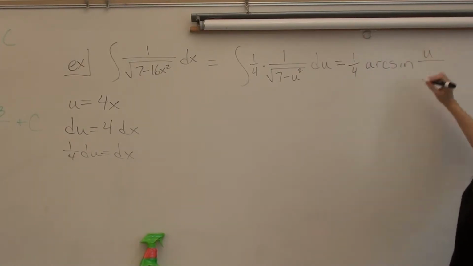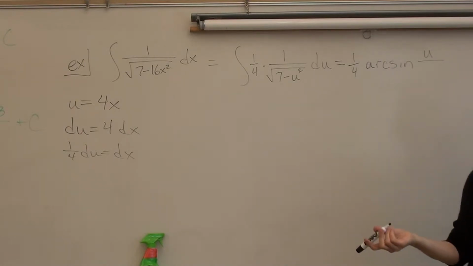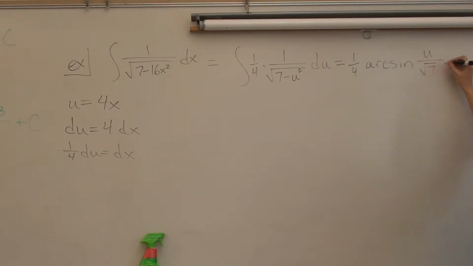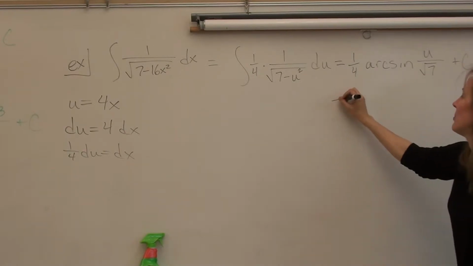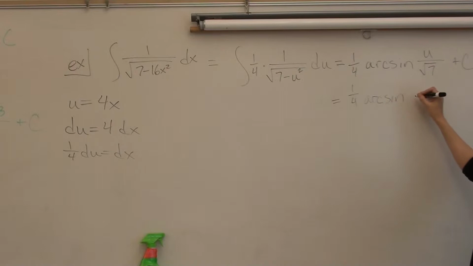All right, so we have u over a. What's a? Root 7, plus c, and then plugging the u back in, you get 1/4 arc sine 4x over root 7 plus c.